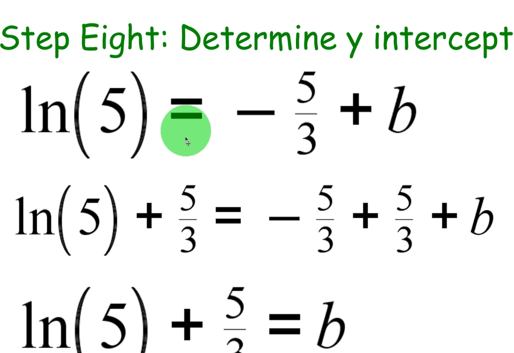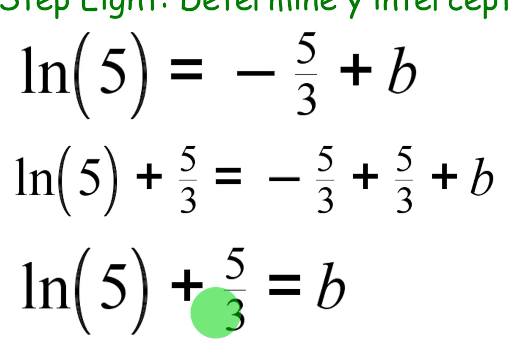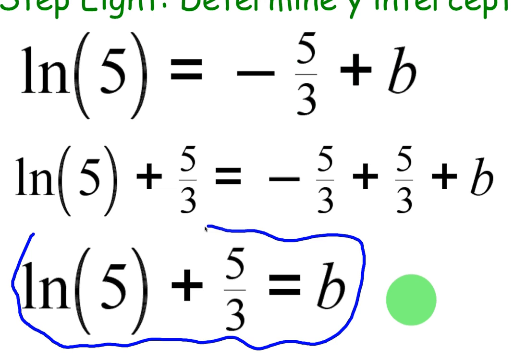So we get natural log of 5 is equal to -5/3 plus b. Add 5/3 to both sides. And I'm just going to keep it that way because, hey, it's the most accurate. I don't need to find some decimal number. I might approximate it at the end, but that's as accurate as it gets, and that's okay. You can leave it that way.